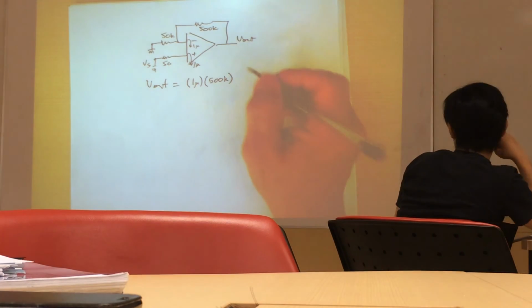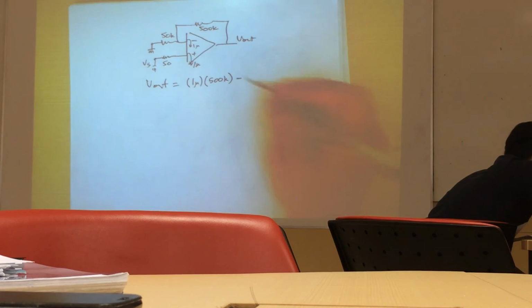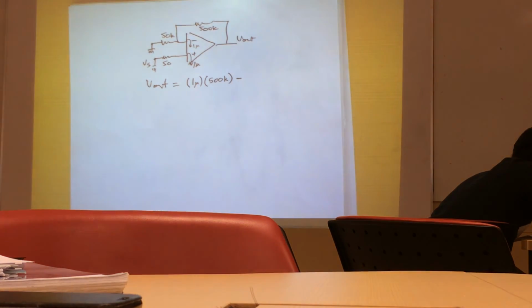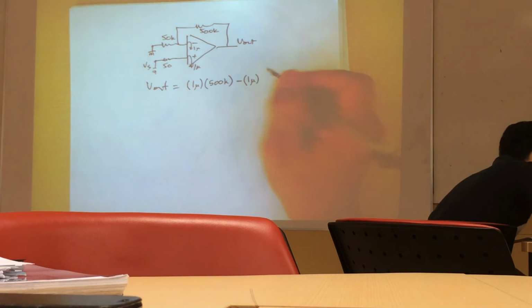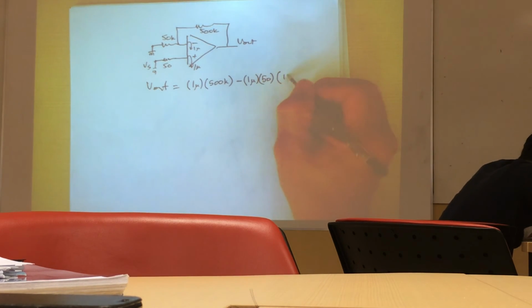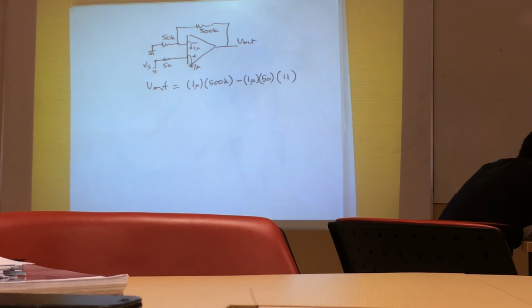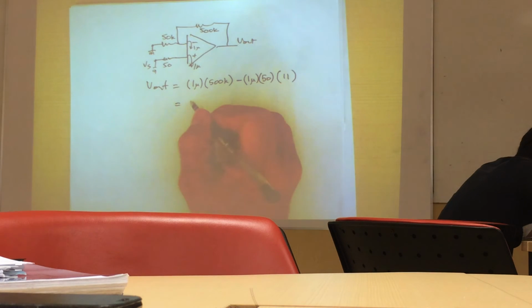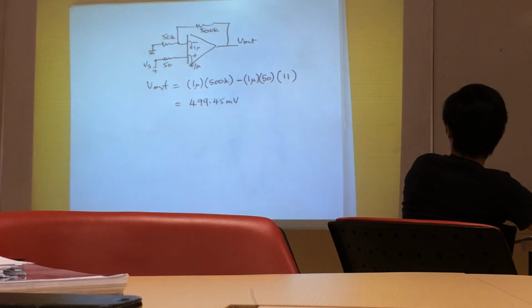Then I look at I plus. I plus is flowing out from ground. As it flows out from ground, it incurs a negative value there because the voltage is more negative than ground at the non-inverting input. So minus I plus, again 1 micro, multiplied by 50 ohm. Then at this point we multiply by 11, the non-inverting gain. Right? So this is the result, and you get 499.45 millivolt. This is the DC voltage at the output due to I plus and I minus.